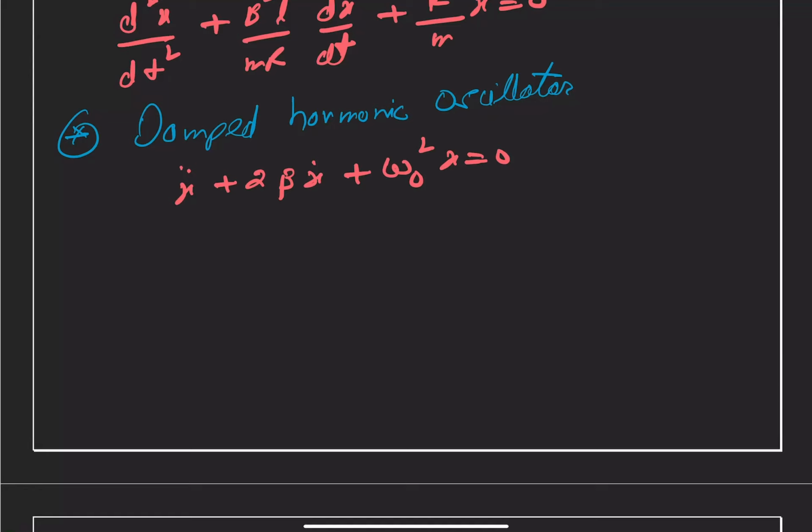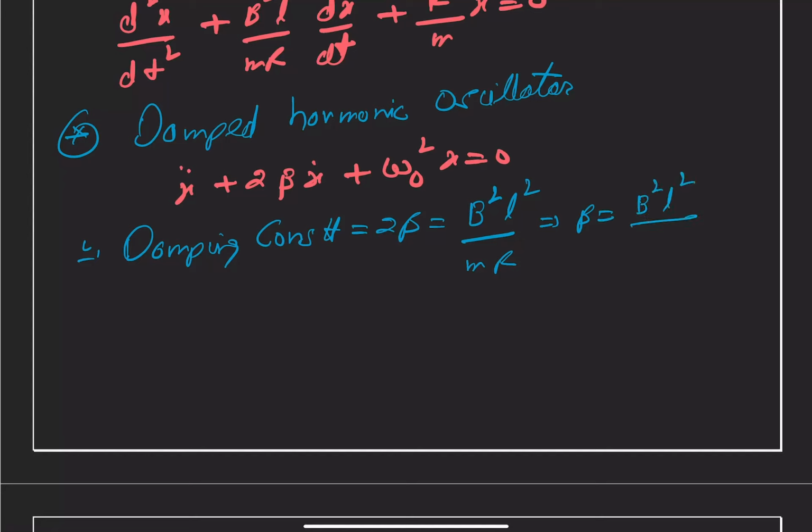So we can write from here that our damping constant, which is 2 beta, and if you make 1:1 comparison, this comes as b square L square upon mr. From here we can write our beta is equal to b square L square upon 2mr.